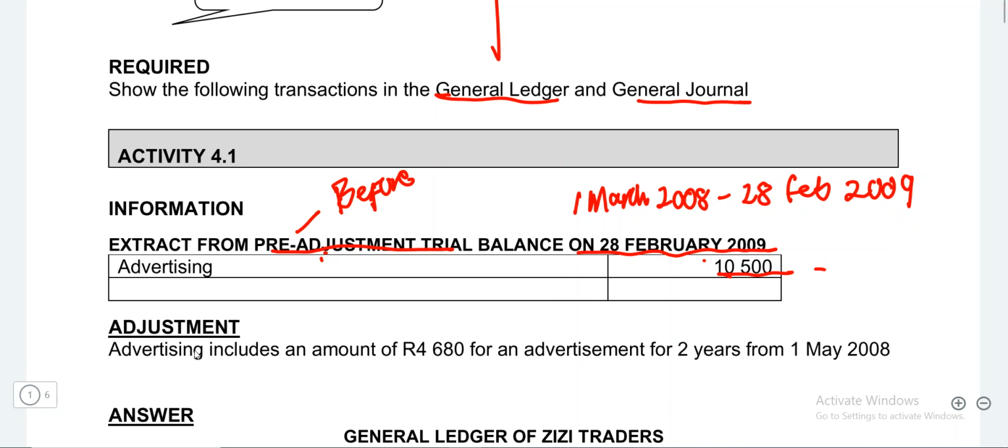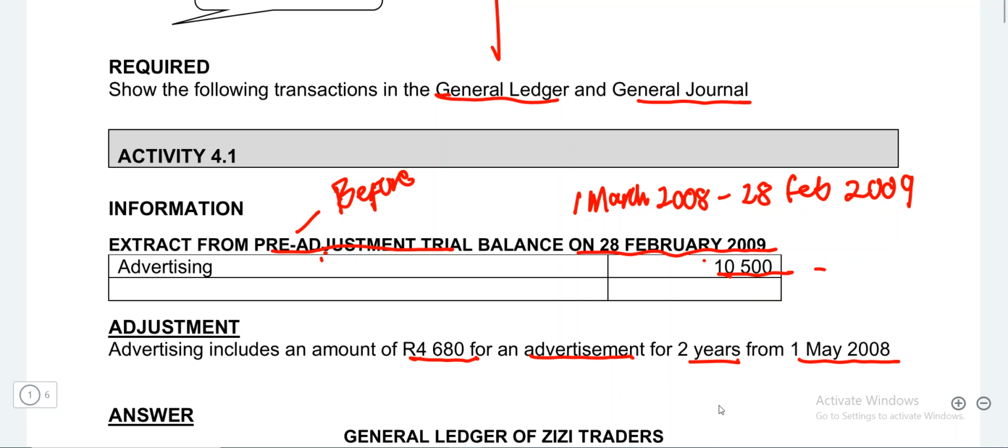Okay, and here they're telling us that advertising includes an amount of 4,680 for an advertisement for 2 years, and this starts on the 1st of May 2008. Very important. If you look at this, you'll realize that our financial period is different from theirs. And they are already telling us that this was paid for 24 months. Remember, 24 months is 2 years.